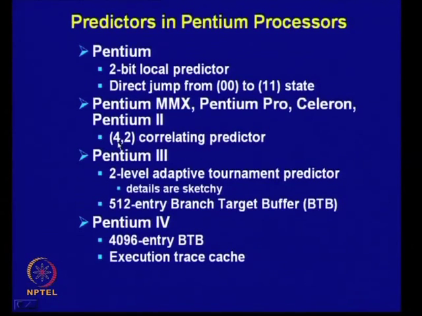Out of 2 to the power 4, 16 different tables, you have to take one of them using the lower order bits of the address, and then the 2 bits are used for the purpose of prediction. And Pentium 3 uses a 2-level adaptive tournament predictor, but unfortunately the details given for Pentium 3 are very sketchy. So far as the branch target buffer is concerned, it uses a 512 entry branch target buffer. On the other hand, Pentium 4 uses a 4096 entry branch target buffer, and it also uses an execution trace cache.